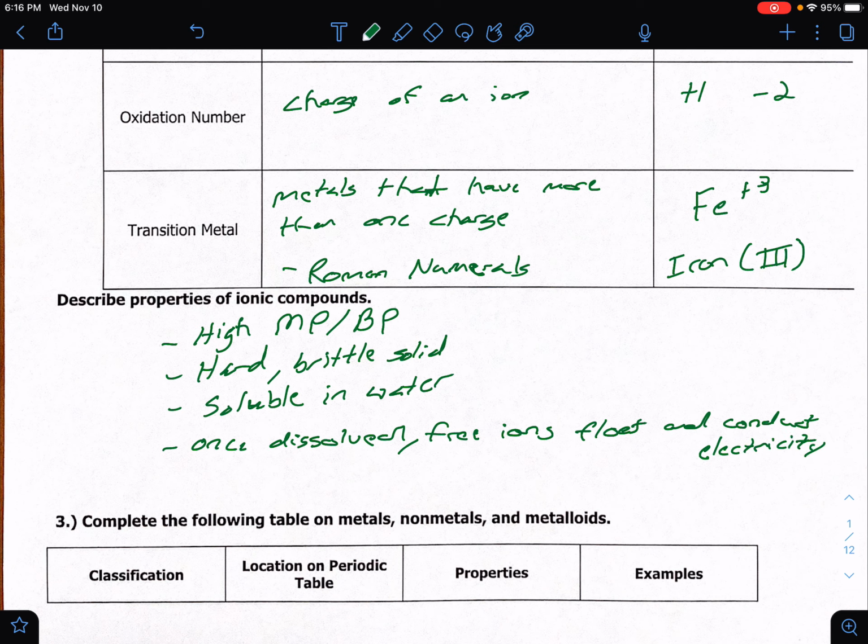And those are going to be called electrolytes. Then lastly, they're going to form a lattice structure. A lattice structure basically just looks like a repeating structure, kind of a pattern.